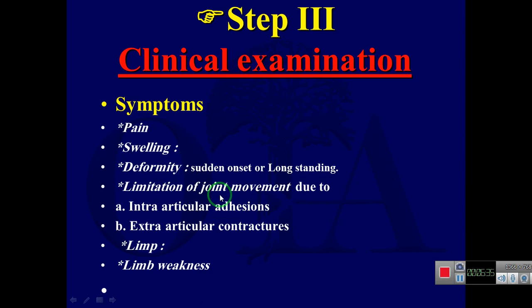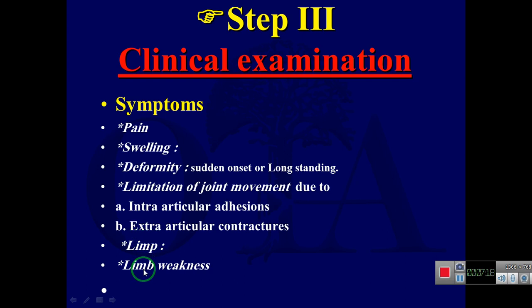Limitation of the joint movement. In the initial stage, it may be due to muscle spasm, and in the late stage it may be due to either intra-articular adhesion, like tuberculosis, septic arthritis, or rheumatoid arthritis, or extra-articular contracture, like post-burn contracture or Volkmann ischemic contracture. Another thing to think about is limping. This could be painful, like osteoarthritis of the hip or trauma, or painless, like in congenital hip dislocation or coxa vara.